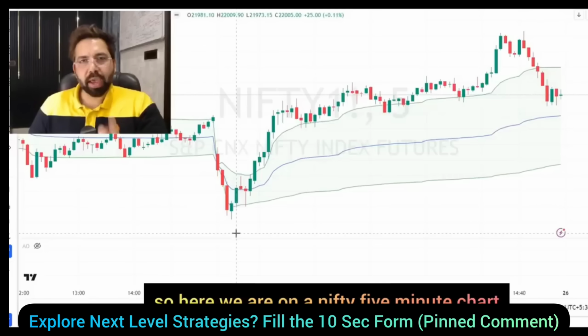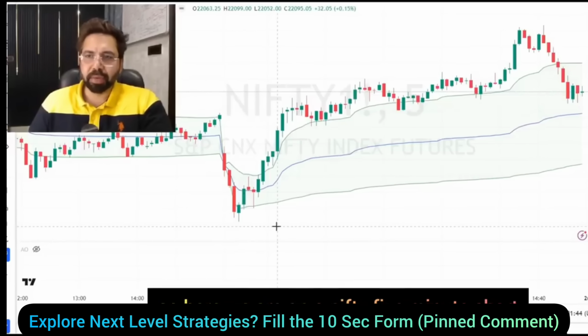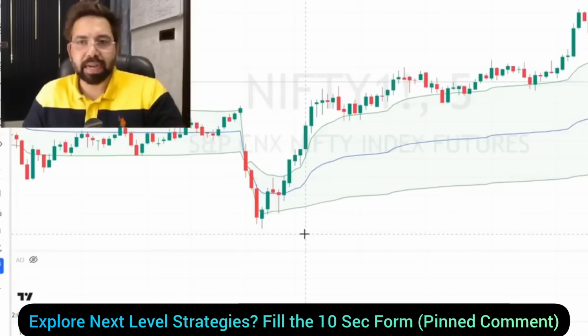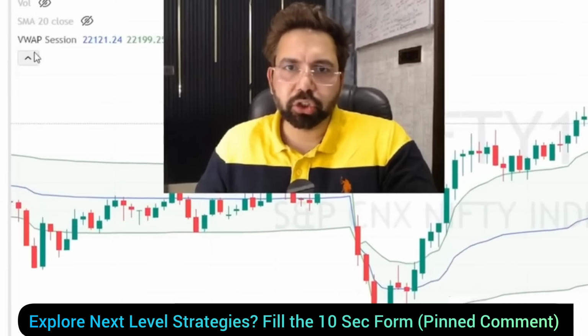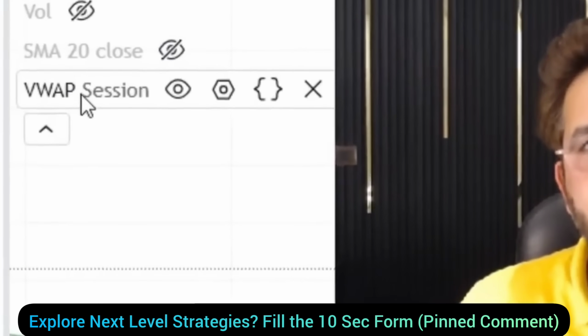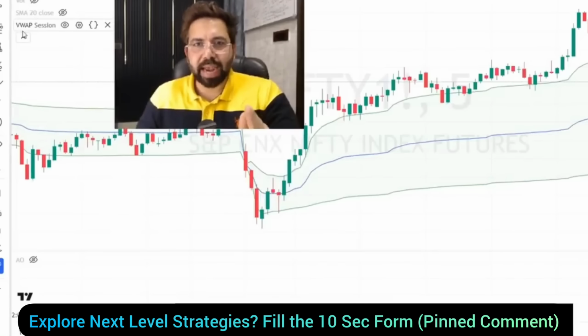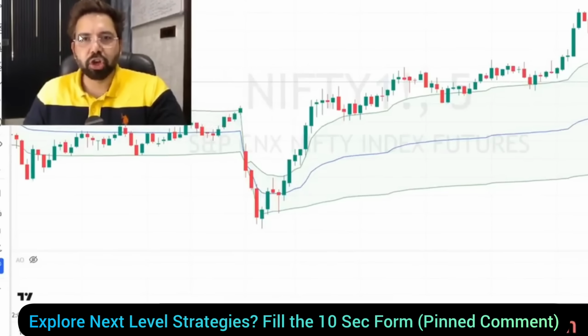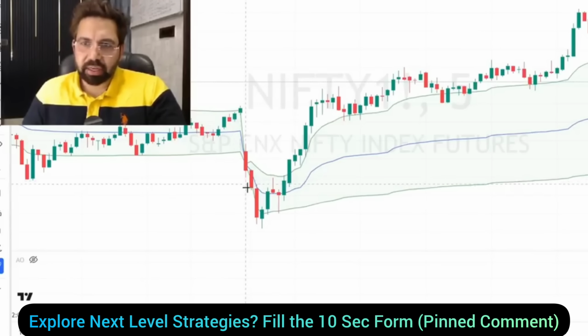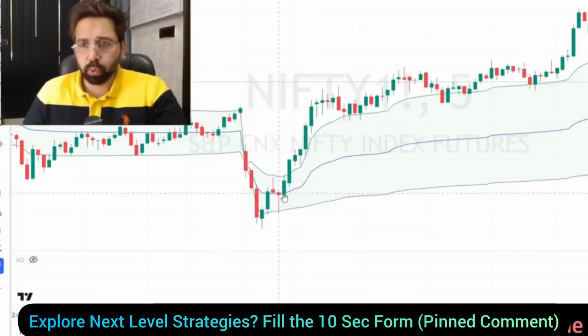Let's see that. So here we are on a Nifty 5-minute chart. Every candle represents 5 minutes. Now the indicator which I plotted is called VWAP. Nothing fancy, open TradingView, type VWAP. When you select it, exactly this is going to happen. No changes in settings whatsoever. Clear? Now, you see this 9:15, 9:20, 9:25 candle and so on. That's fine. Now, this blue line which you see in the middle is called VWAP.